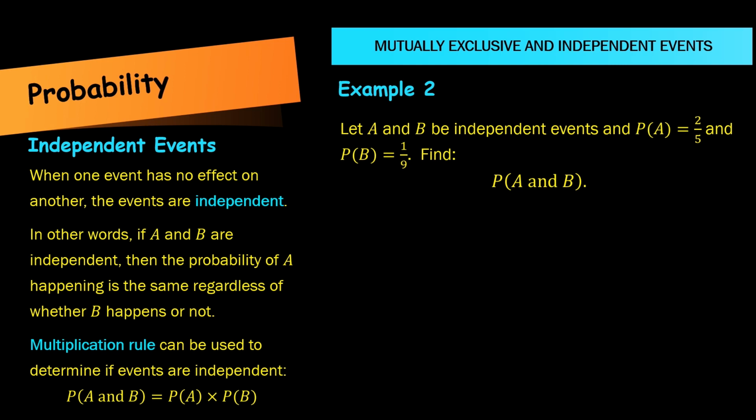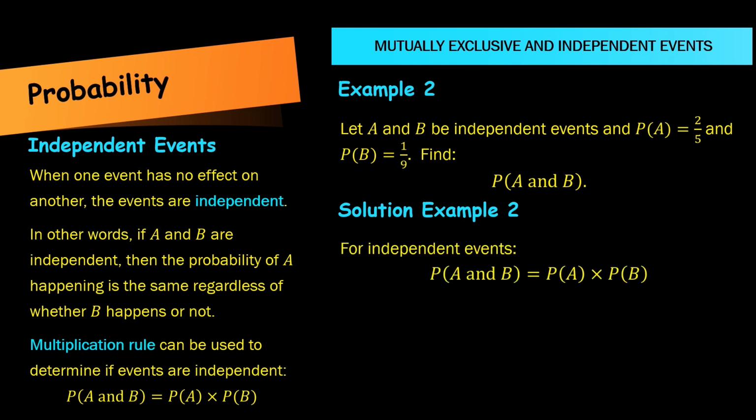Let's now take a look at an example. Pause the video and have a go. Press play when you're ready to view the solutions. So in this scenario, we have that A and B are independent events, and probability of A equals 2/5 and probability of B equals 1/9. We are required to find the probability of A and B.